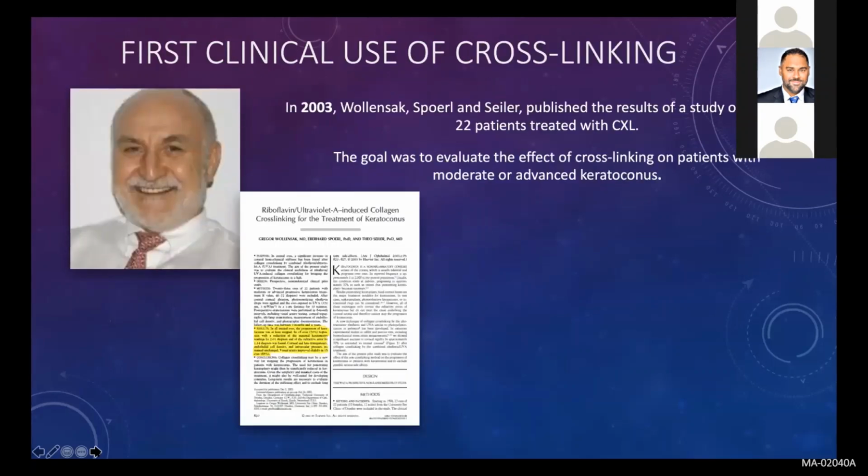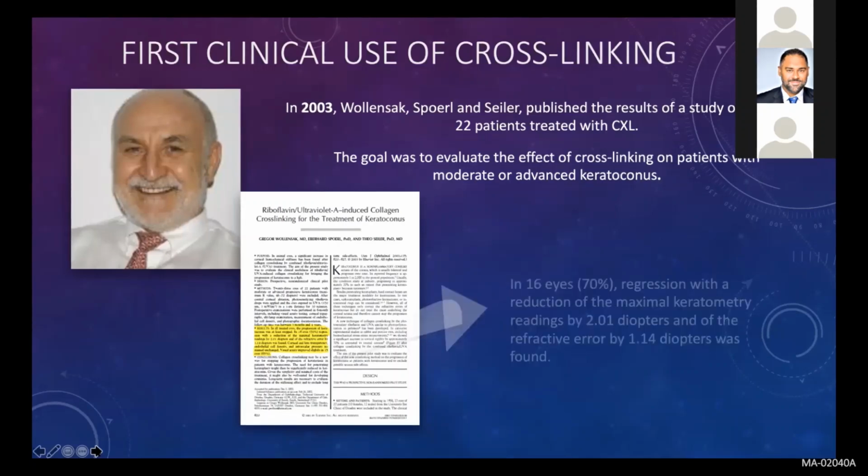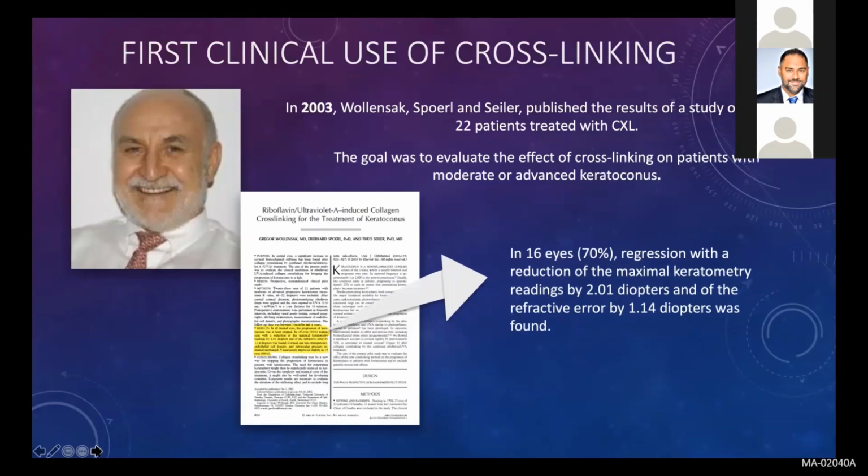So the first clinical use of cross-linking was in 2003 when Wollensak, Spoerl, and Seiler published the results of a 23-eye, 22-patient cross-linking treatment. The goal was to evaluate whether the effect of cross-linking on patients with moderate or advanced keratoconus was meaningful and significant. In 16 of the eyes treated, 70%, regression was found, with a reduction of the max K readings of 2.01 diopters and the refractive error decreasing by 1.14 diopters.